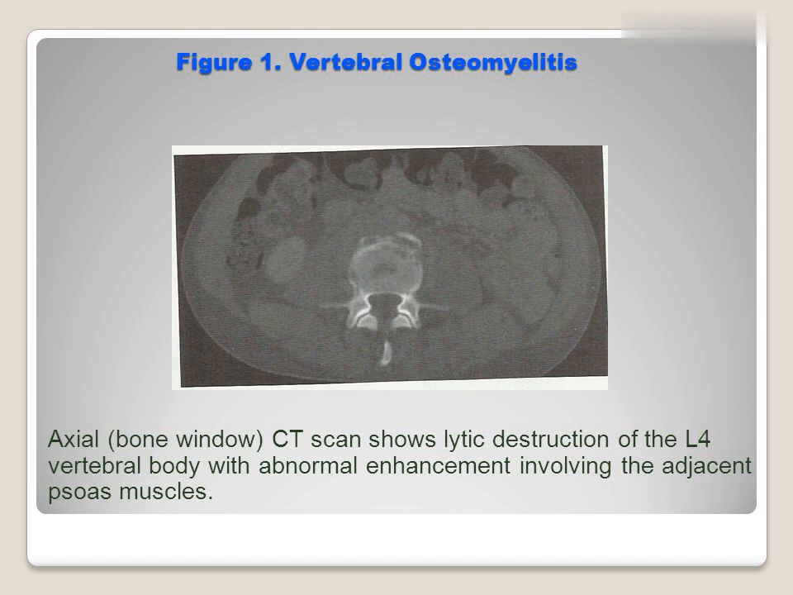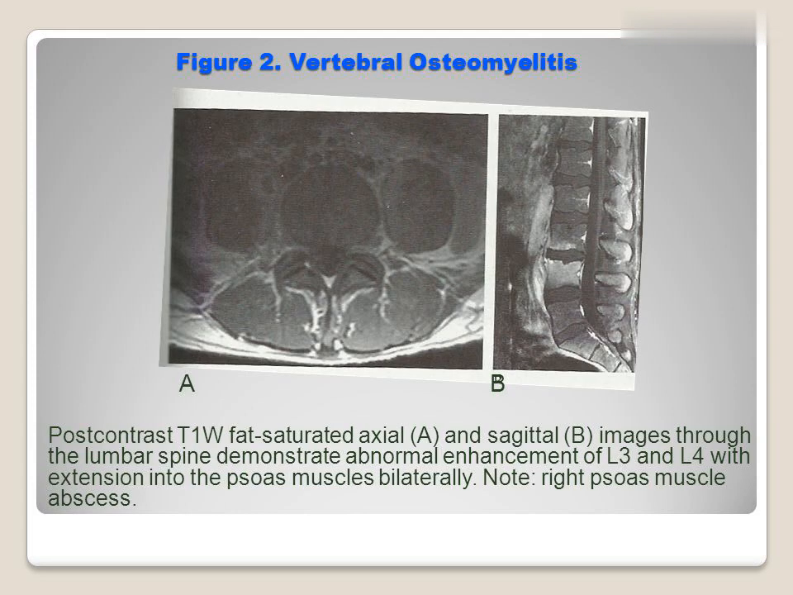Figure 1. Vertebral osteomyelitis. Axial, bone window, CT scan shows lytic destruction of the L4 vertebral body with abnormal enhancement involving the adjacent psoas muscles. Figure 2. Vertebral osteomyelitis. Post-contrast T1W fat-saturated axial, A, and sagittal, B, images through the lumbar spine demonstrate abnormal enhancement of L3 and L4 with extension into the psoas muscles bilaterally. Note right psoas muscle abscess.